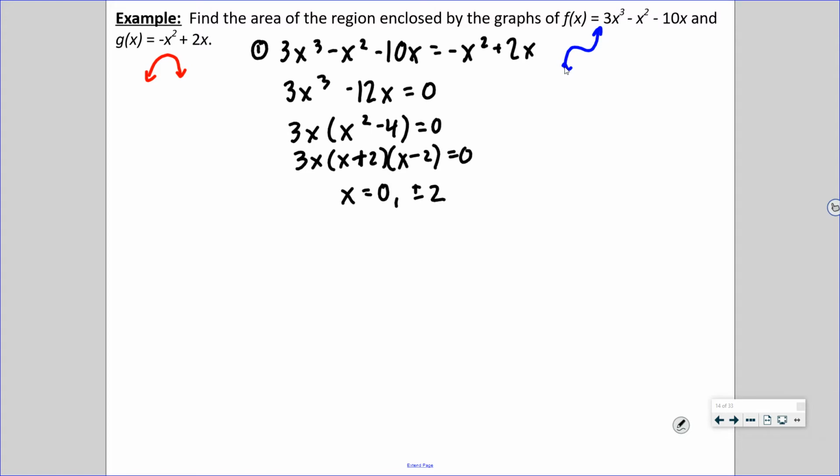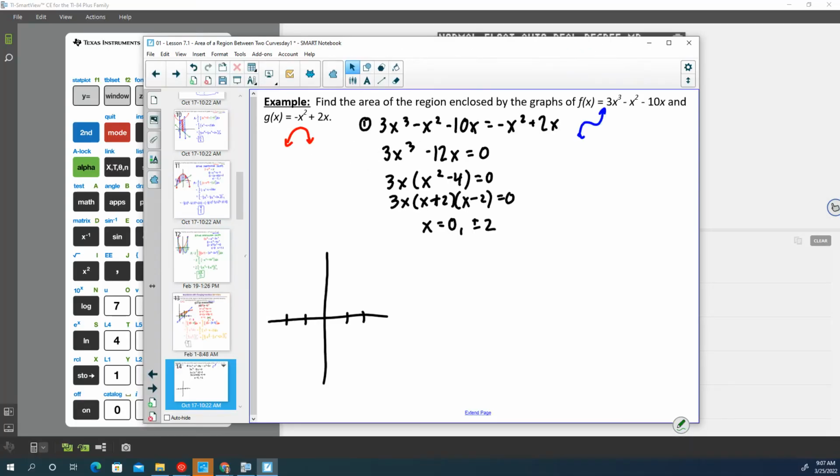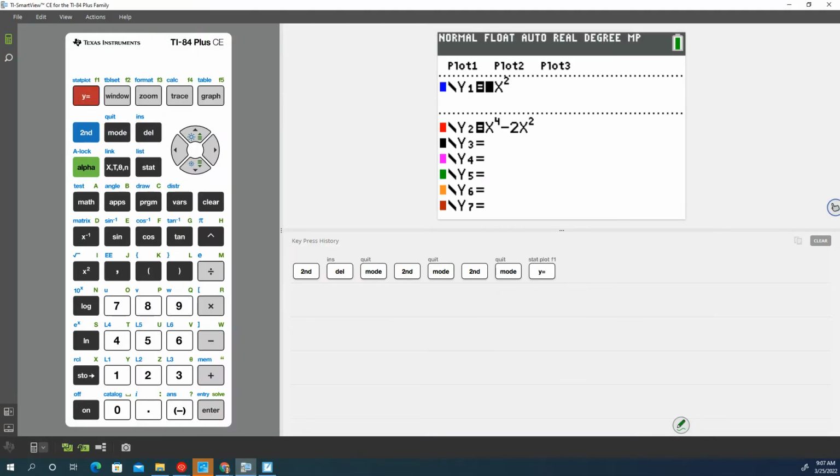So when I'm drawing my sketch, I know they intersect at positive and negative 2, and 0 for their x values. You don't have to have, honestly, a perfect sketch of these. Maybe find one point to make it more accurate. We can also graph one or two. Let's quickly see what this cubic one looks like.